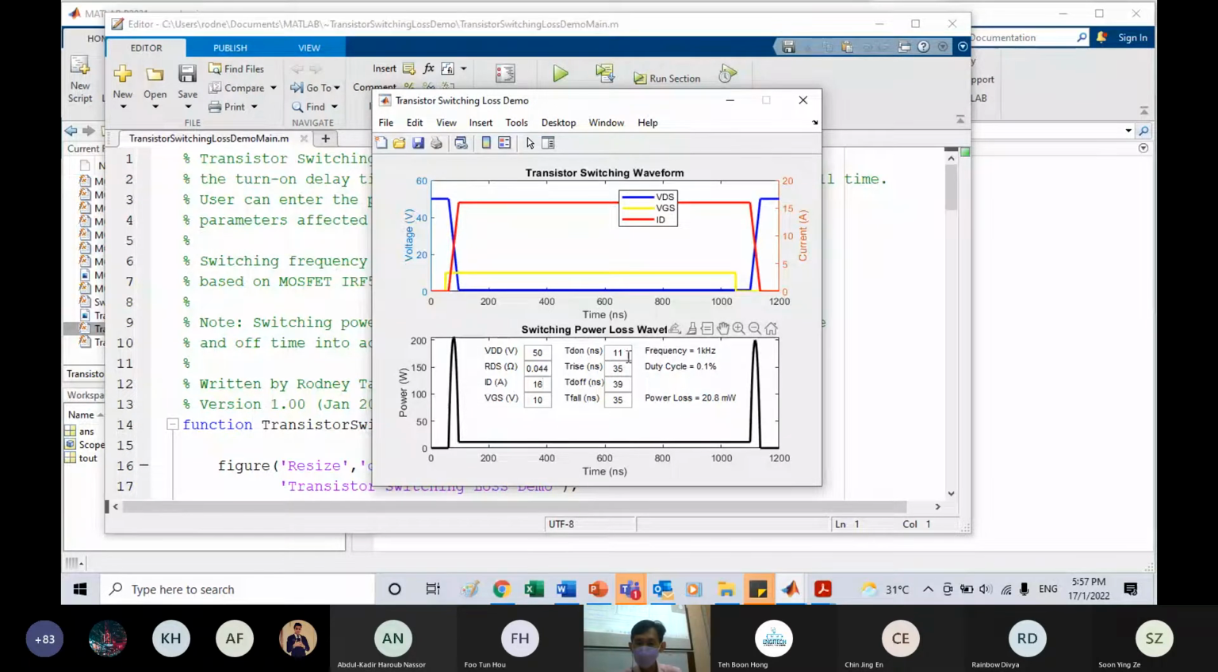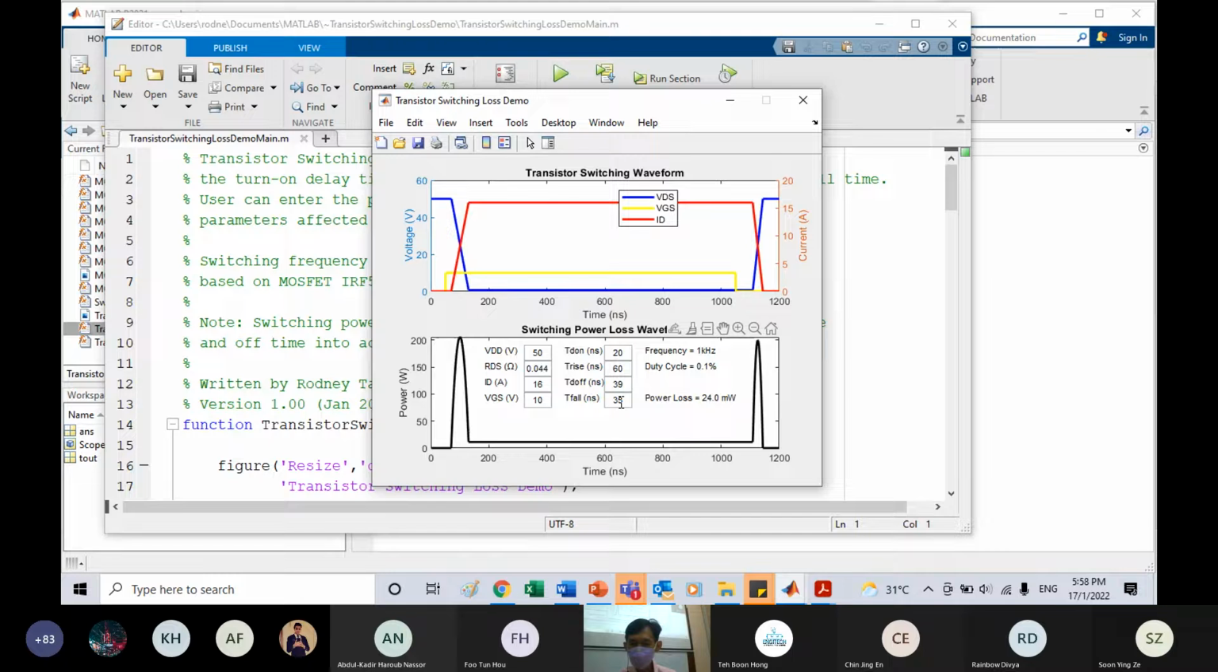And then again, let's say I increase the turn on delay to 20. Now you can see, okay, the turn on delay. And then maybe the rise time I increase to 60. See what happened. Now you see it increases, right? You can see this portion become bigger. Okay, this portion become bigger.